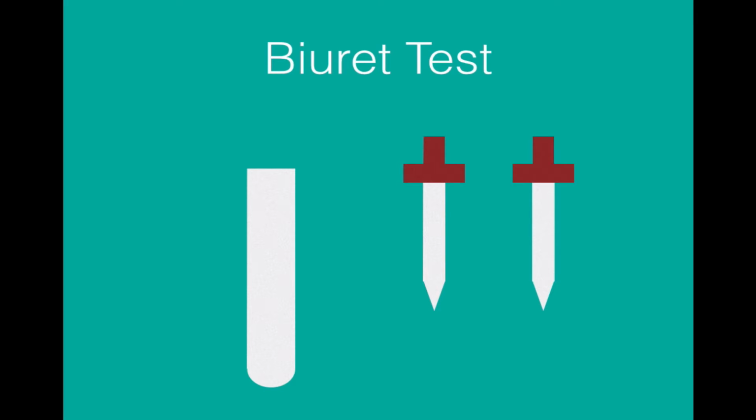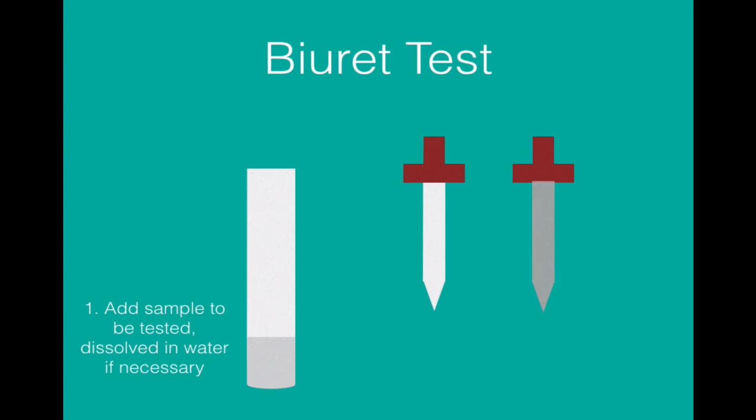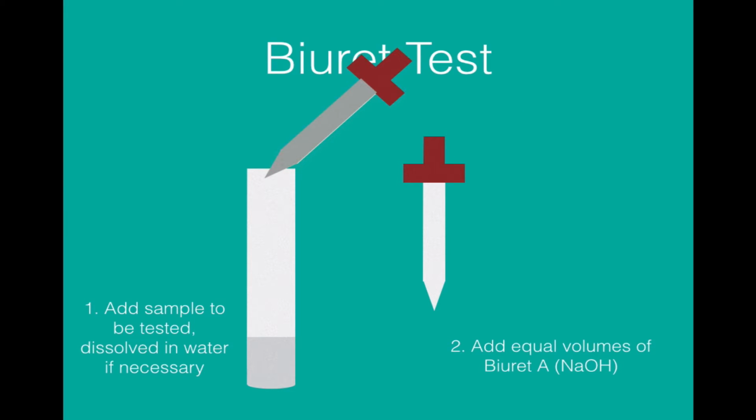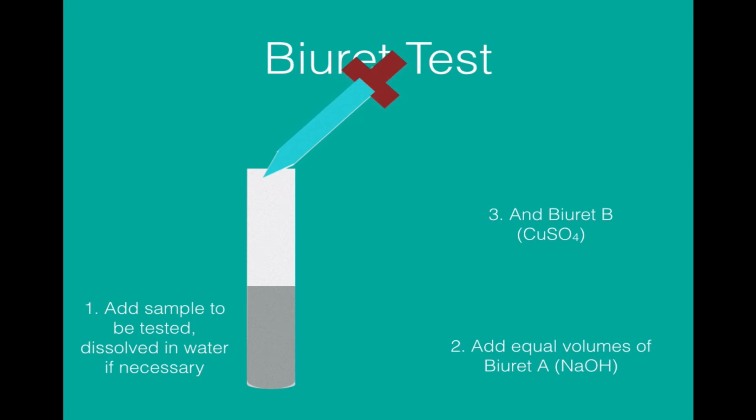The Biuret test tests for the presence of protein in a particular sample. You add your sample to a test tube, and if it's not liquid, you will need to add some water to dissolve some of the proteins. You then take some sodium hydroxide, also labeled as Biuret A, add it to your test tube, and add an equal volume of copper sulfate or Biuret B.